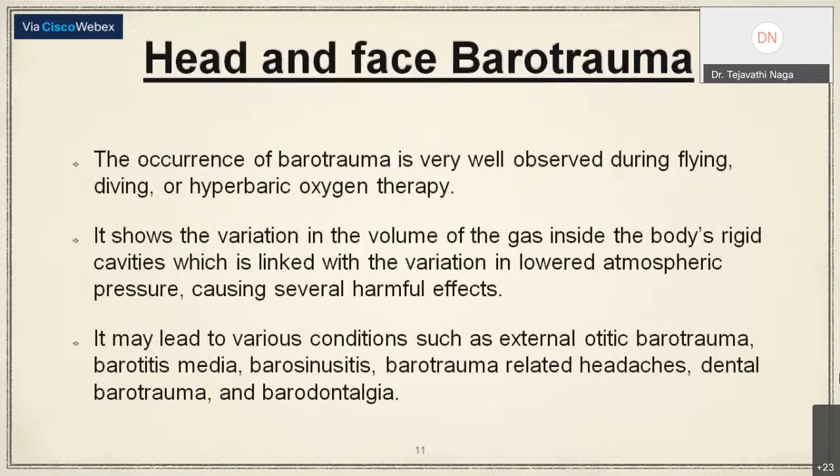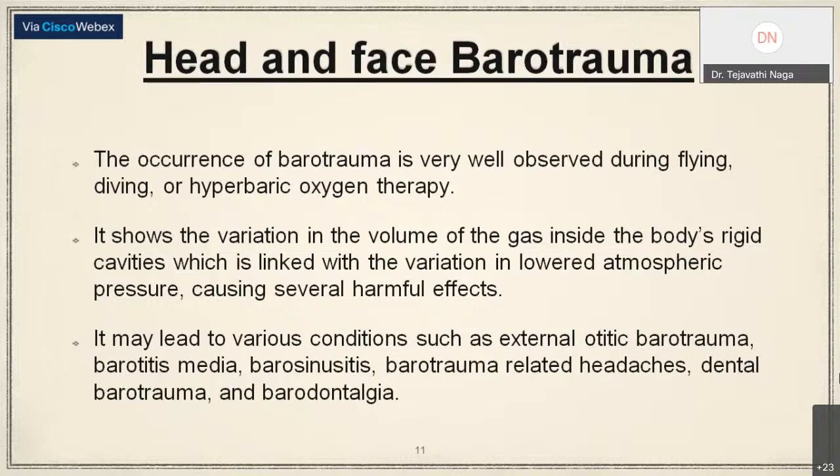What is head and face barotrauma? The occurrence of barotrauma is very well observed during diving or hyperbaric oxygen therapy. We do hyperbaric oxygen therapy during radiotherapy. When you come to final year and we teach radiation biology, you learn that tissues which are high in oxygen are radiosensitive, but most of the necrotic tissues don't have much oxygen, so they are radioresistant. To make the tissues radiosensitive, we give them hyperbaric oxygen.